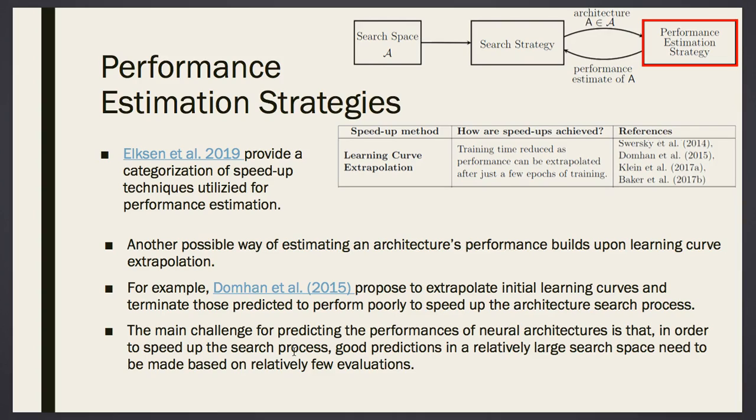Well, of course there's a trade-off. Whenever you do an optimization, there is a trade-off, guys. The main challenge for predicting the performances of neural architectures is that in order to speed up the search process, good predictions in a relatively large-scale search space need to be made based on relatively few evaluations.